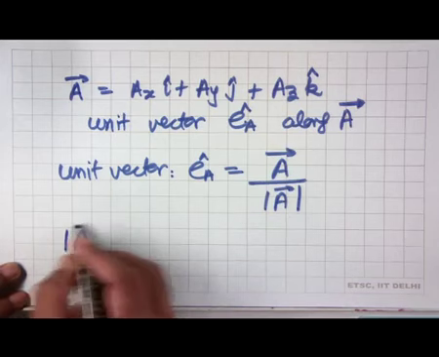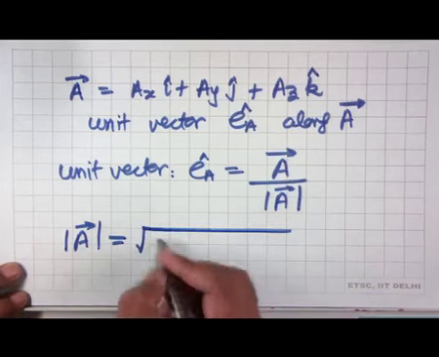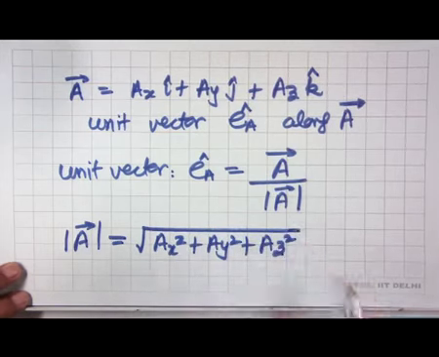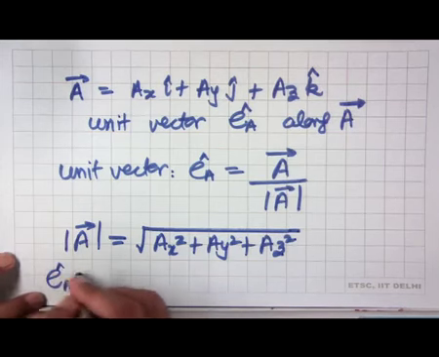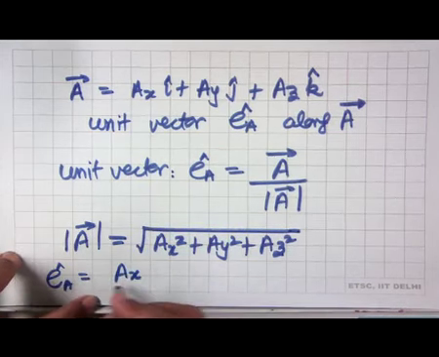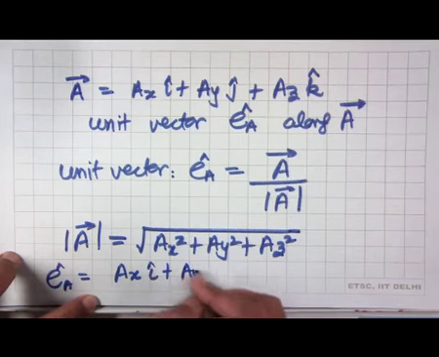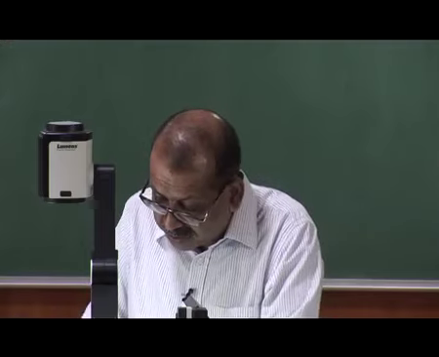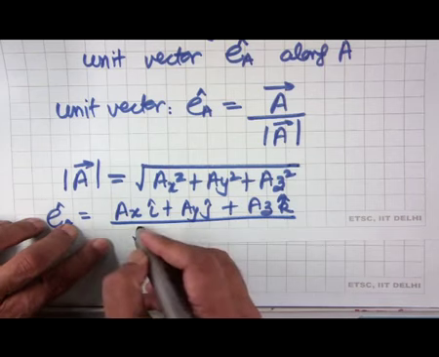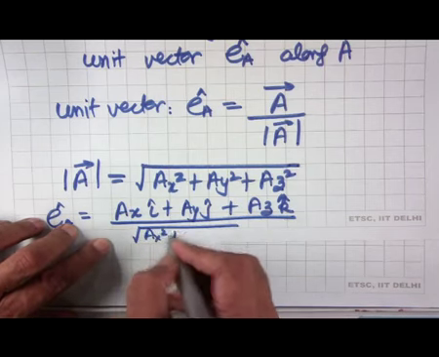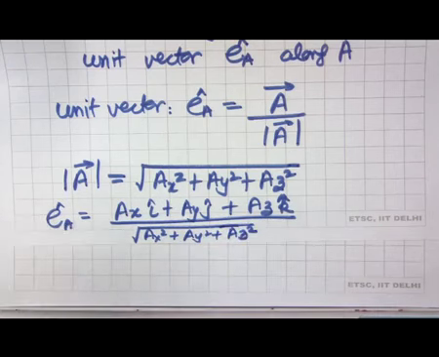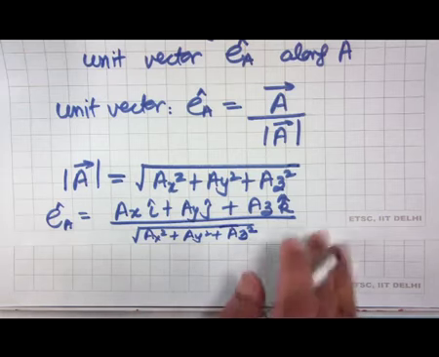Therefore, we can easily say that magnitude of A is the square root of Ax square plus Ay square plus Az square. So, the unit vector along A is equal to Axi plus Ayj plus Azk divided by the square root of Ax square plus Ay square plus Az square. This way, given any vector A, one can find its magnitude and unit vector.